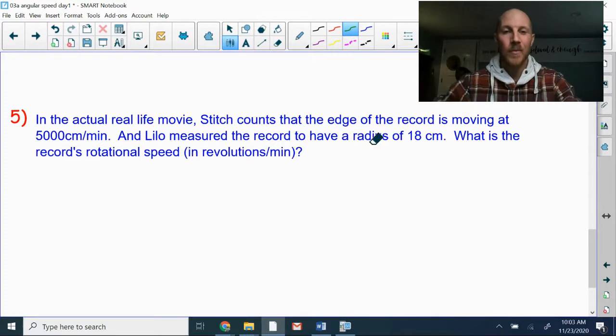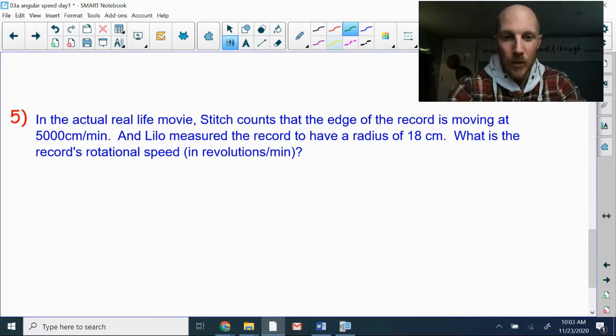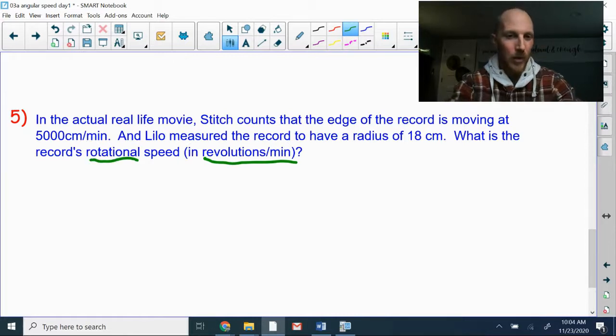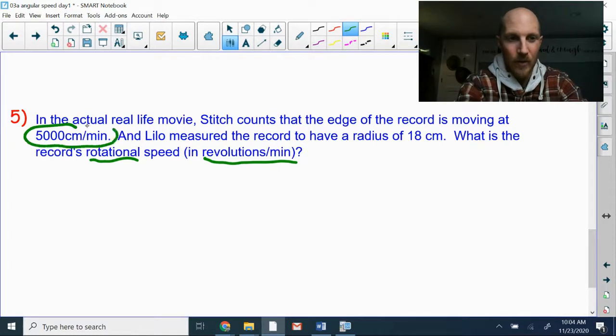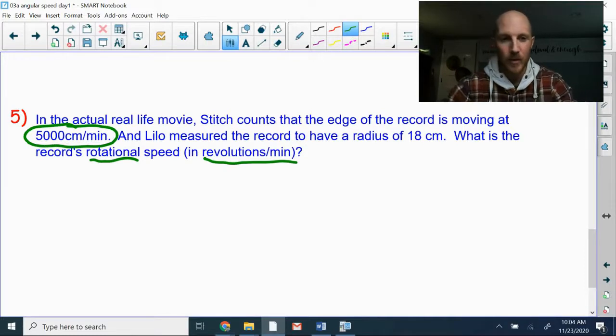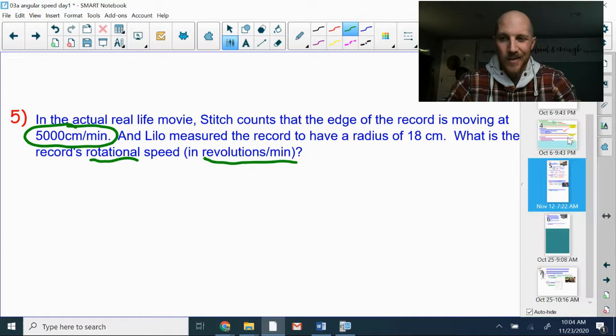Oh my goodness. Okay. Well, I know where I'm ending. It tells me I'm trying to end at rotational speed measured in revolutions per minute. We could call it rotations per minute, same thing for our purposes. Okay, so I'm trying to end at rotational speed. And here's what I'm given: 5,000 centimeters per minute. Well, I know a centimeter is a measurement of length or distance, and a minute is time, and so centimeters per minute. Let's look at our notes.